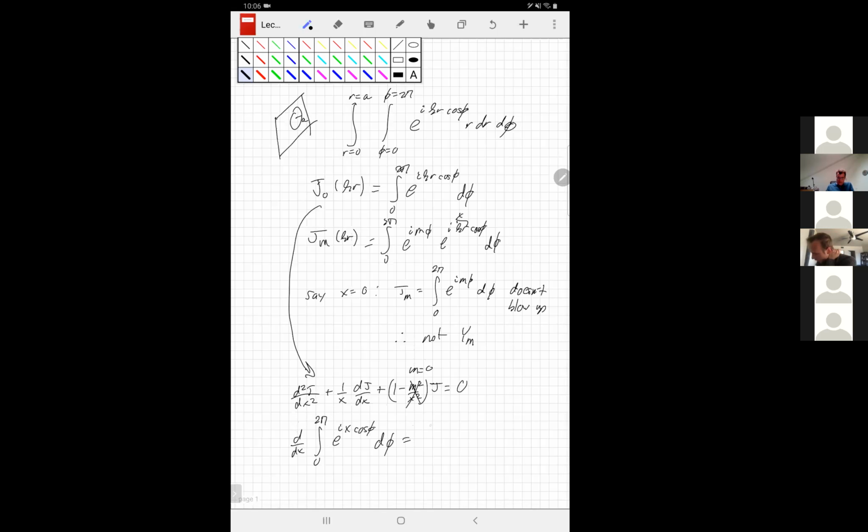Well, that is going to be, let's see here. We're taking the derivative of an integral. Now, we're not differentiating with respect to the variable that we're integrating over. And we're not differentiating with respect to a variable that's in either of the endpoints. We're just differentiating with respect to something up there. So that becomes the integral of i cosine phi e to the i x cosine phi d phi.